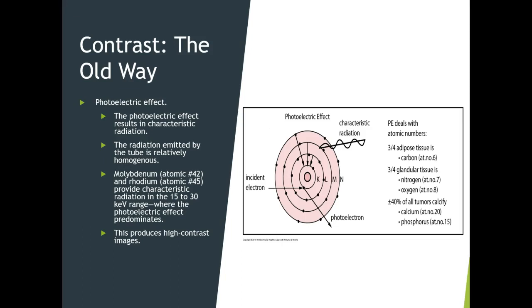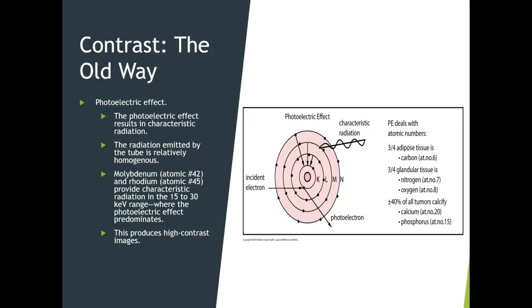Analog mammography, the photoelectric effect results in characteristic radiation, and this is what works best in mammography. The radiation emitted by the tube is homogeneous, and it's best used with the type of target materials that the analog units were built with, which would be the molybdenum and the rhodium.